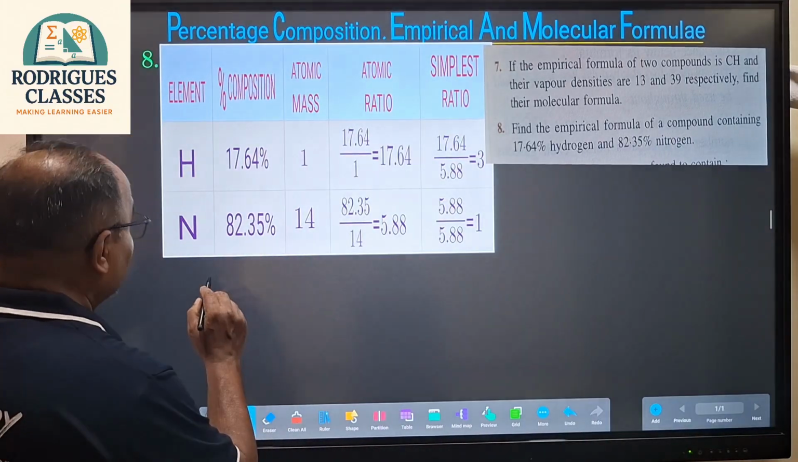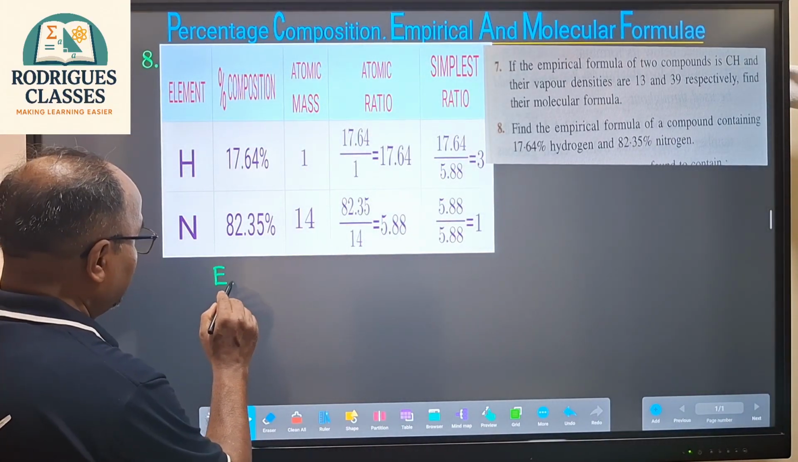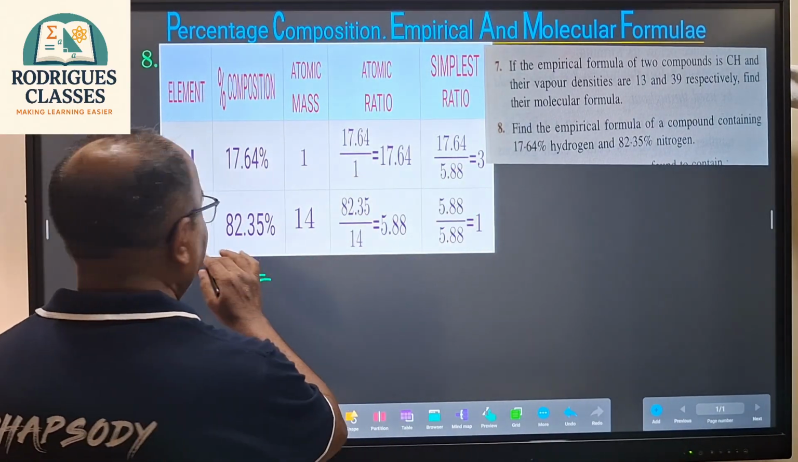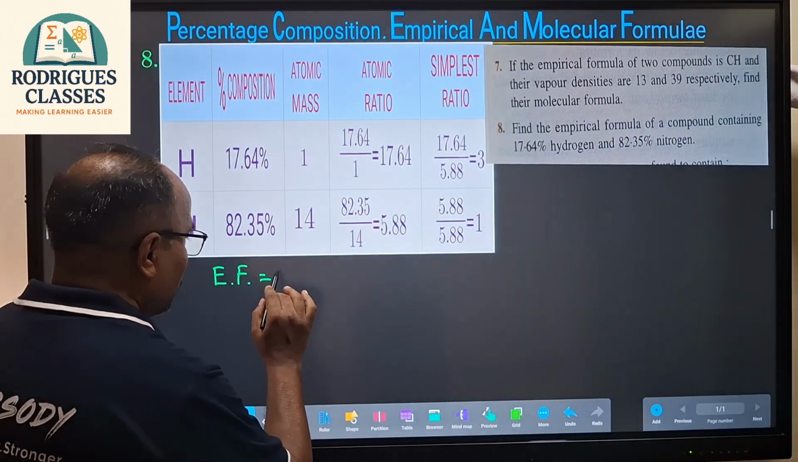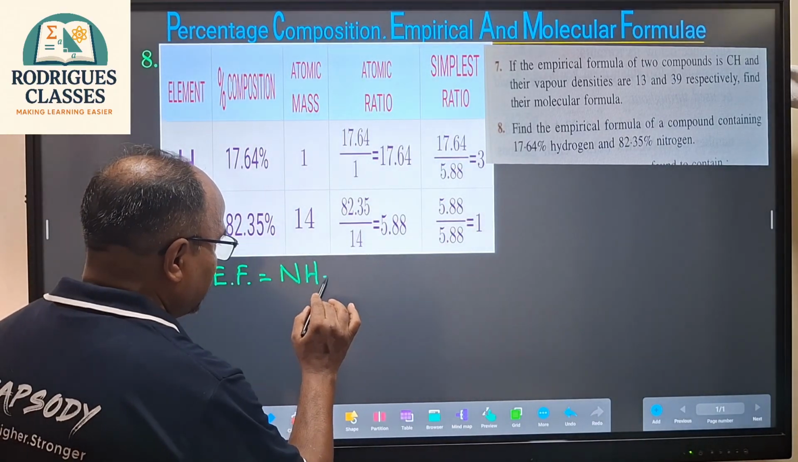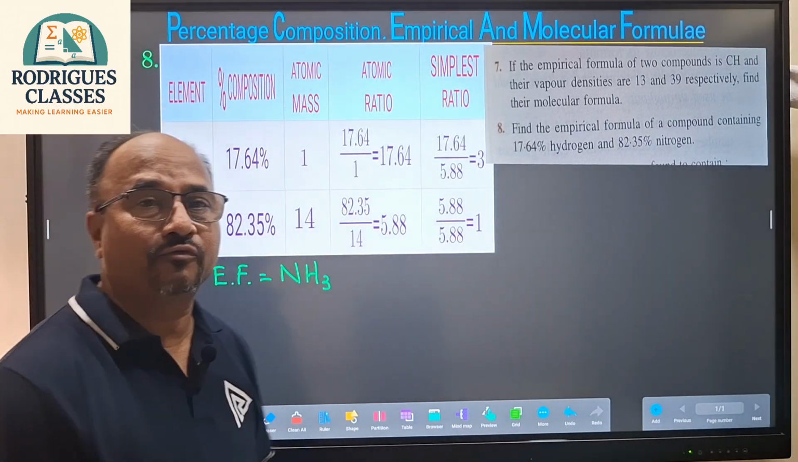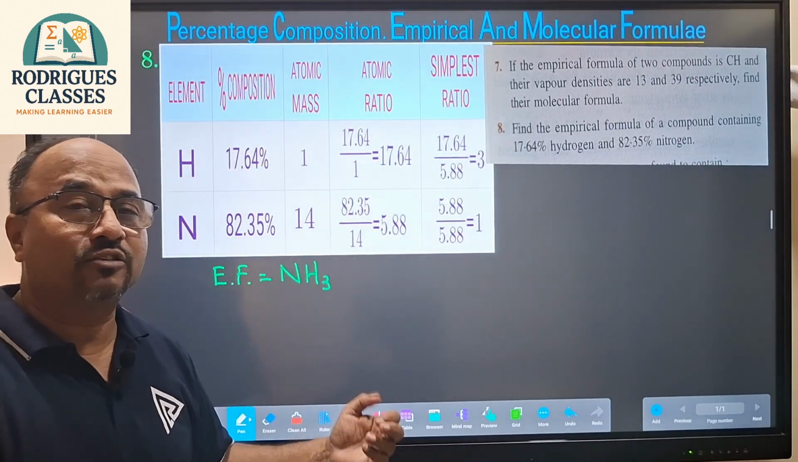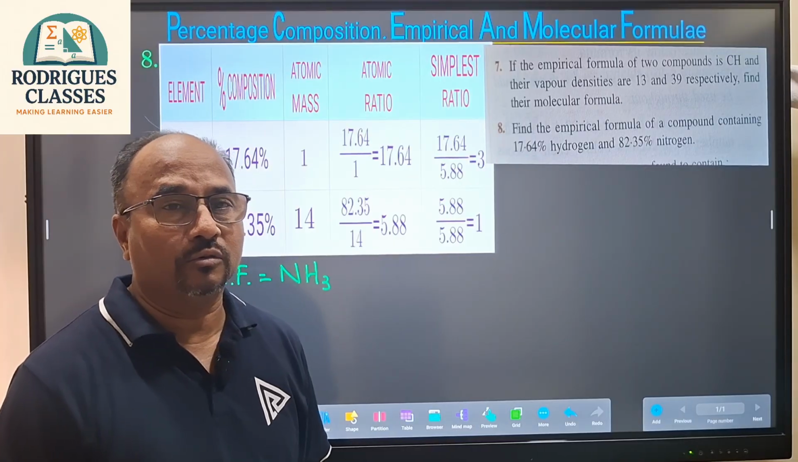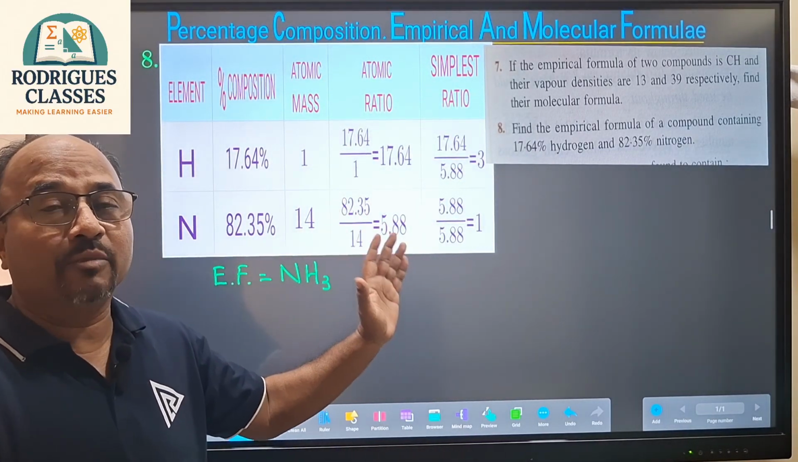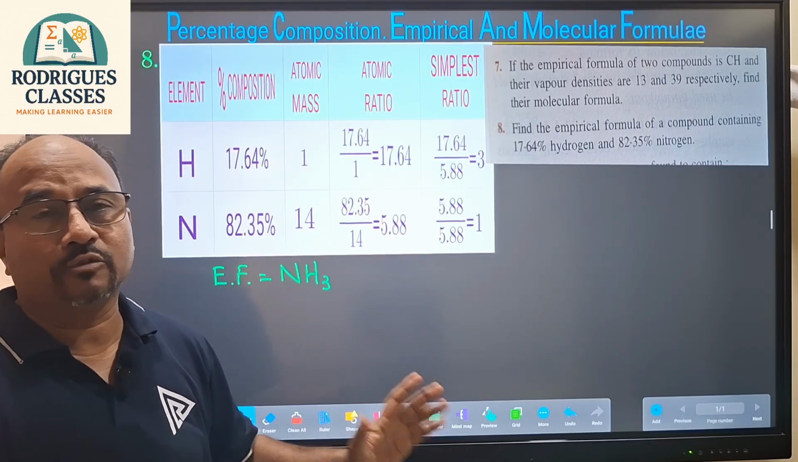So now we go to write the empirical formula. So empirical formula, hydrogen is 3 and nitrogen is 1. So we write for nitrogen first, N is 1, hydrogen is 3. So you get this empirical formula NH3 and you know this compound is ammonia, which is actually the molecular formula also. So this finishes this sum. So it's all about getting your table correctly done and the sum becomes very easy.